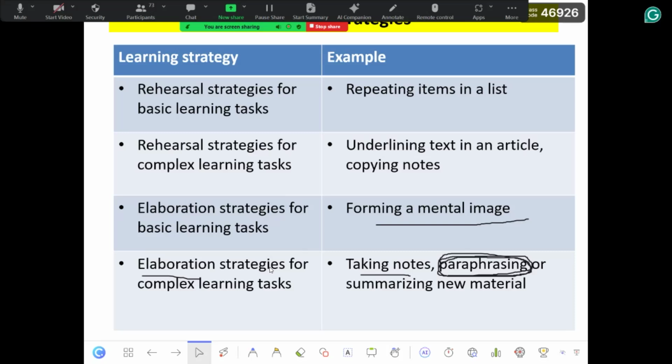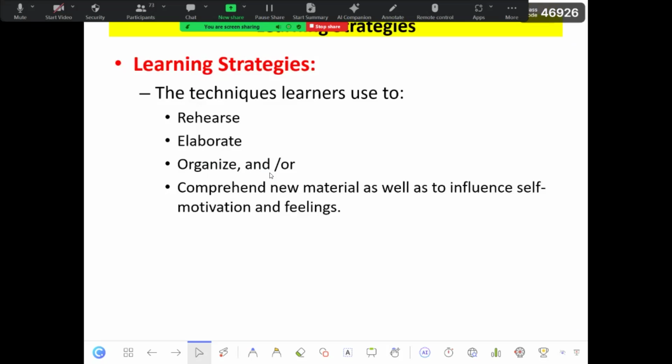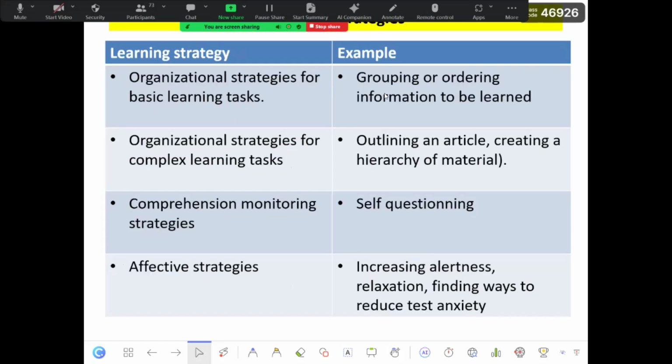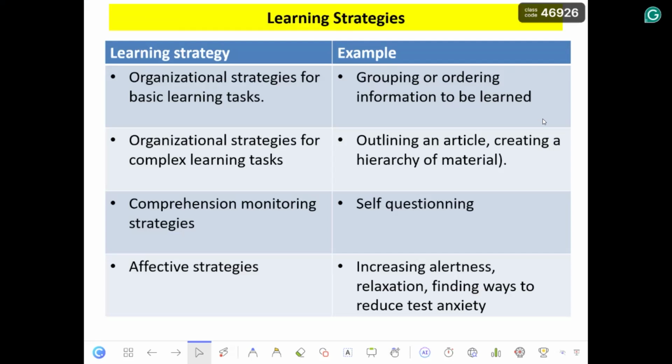Simply, those are the strategies, right? Rehearsing, elaboration, and the next one, what is the third one? Organize, right? Organizing basic learning, organizing, grouping, or ordering information to be learned. Simply, a paragraph is given, and you can simply understand a pattern in the paragraph. And the identified pattern can be extracted by taking some notes. And you can pick some important concepts highlighted above. Right? So how can you do that?